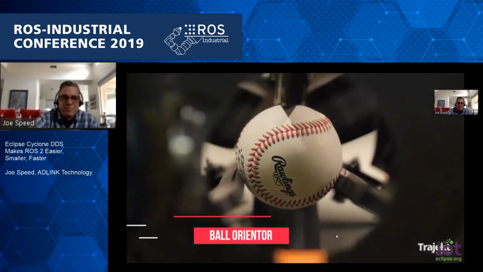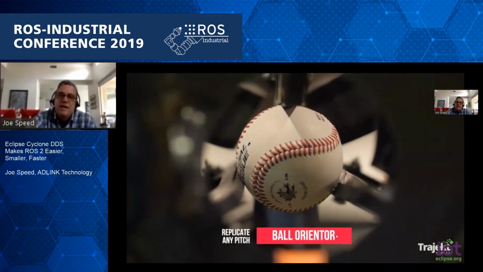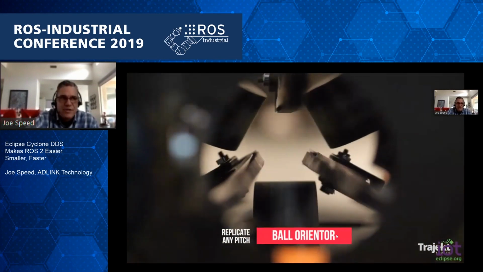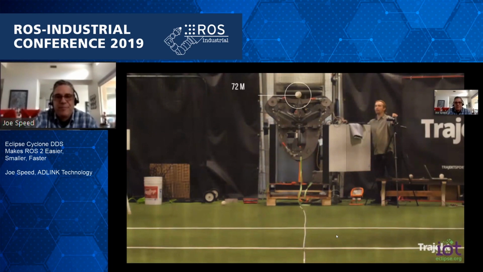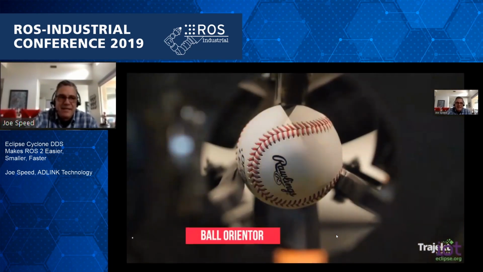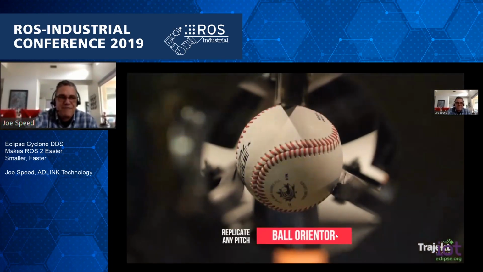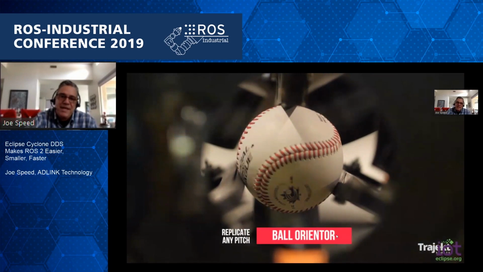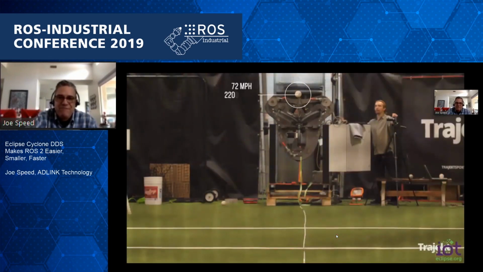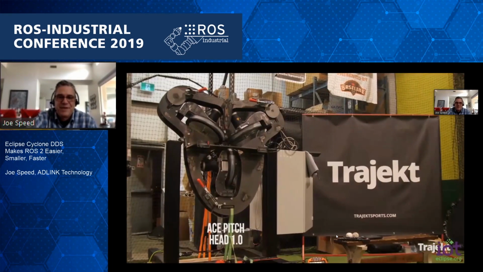It's a rather complex piece of gear. Think about a robot that is able to accurately recreate any pitch from any ball thrown from any pitcher in a Major League Baseball game, including curveballs, sliders, fastballs, all of it. Think about being able to throw an 87-mile-an-hour curveball and land it within a few centimeter patch from 60 feet away.